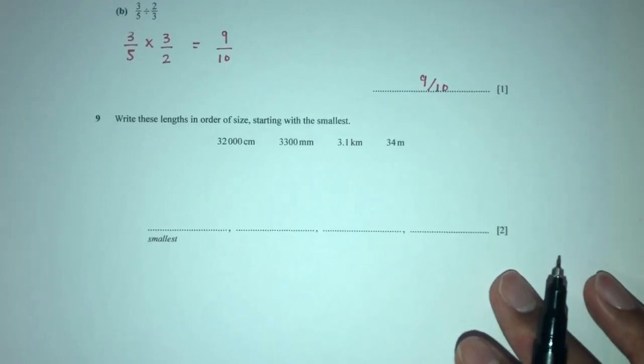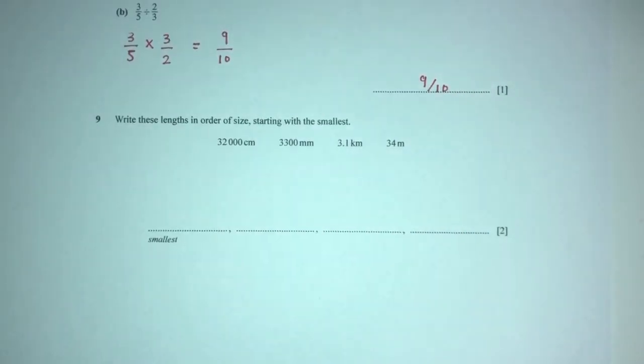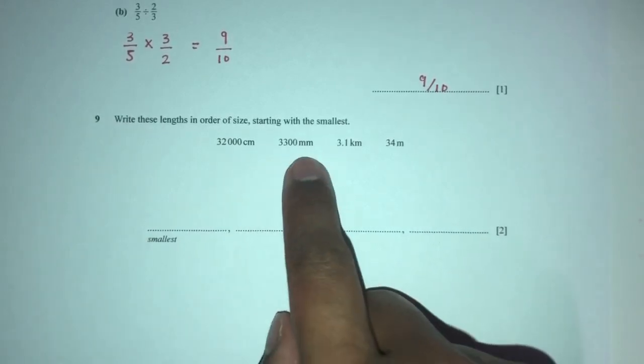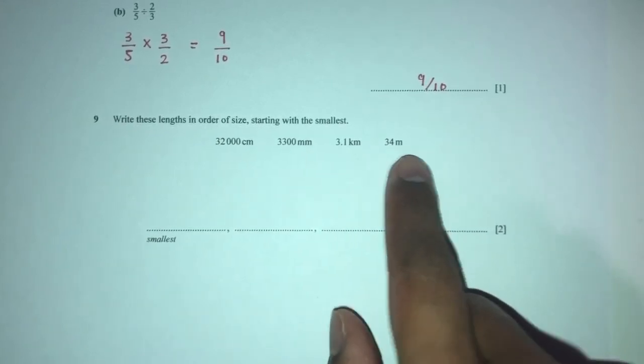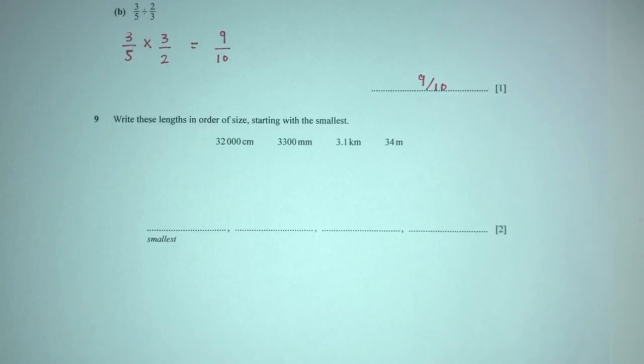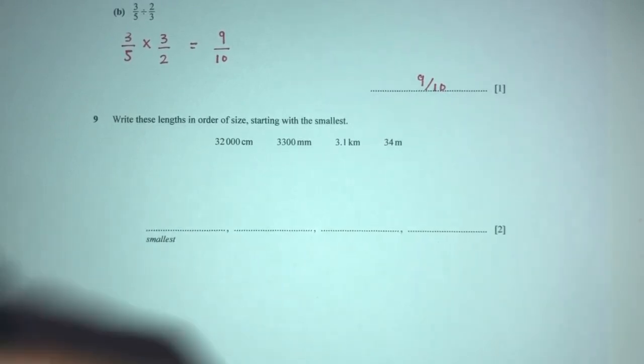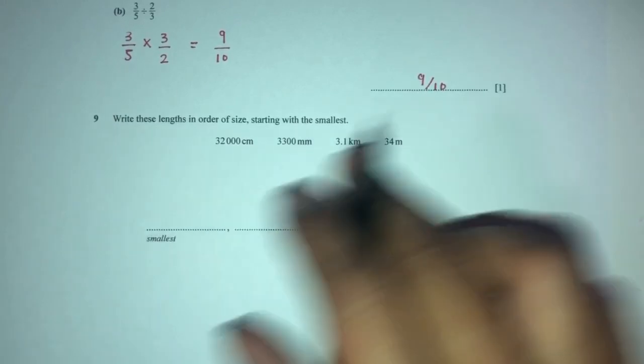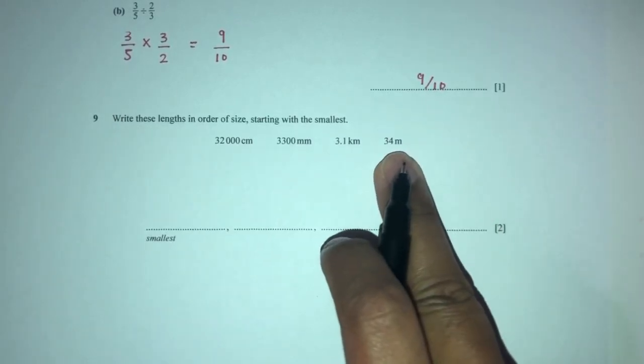Now let's move on to question number 9. Write these lengths in order of size, starting with the smallest. Okay, so as you can see, it's kind of hard to compare right now because here we have centimeter, millimeter, km, and meters. So let's change everything to the same. For example, let's change everything to centimeters, right? It will be easy, I guess. I mean, it's up to you. You can change to meters. That will be fine as well. Up to you. Let's do meters.